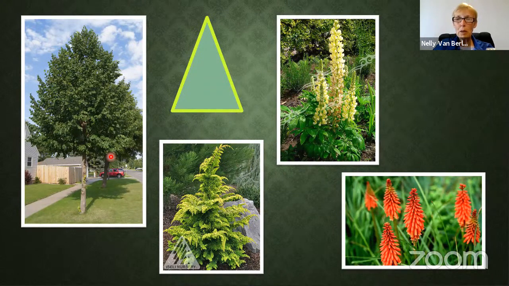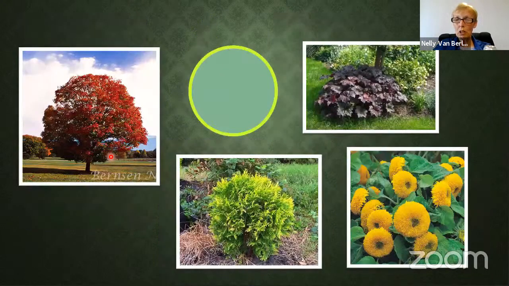Looking at more shape, round or circular. We've got the mound of heuchera, teddy bear sunflower, the flower itself's a nice big ball, the globe cedar, and of course, some maples are very round in their growth habit, so you get that circular effect.